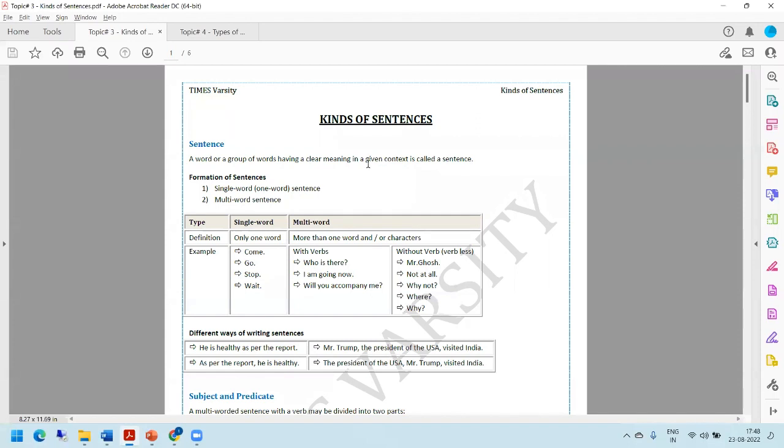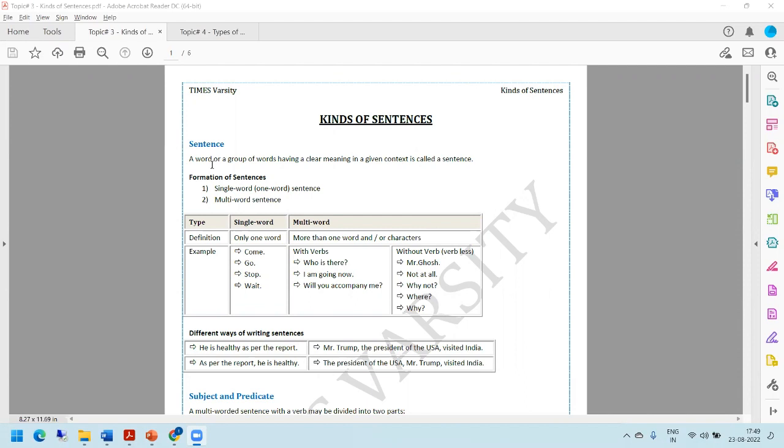First of all, look at the definition of a sentence. What is a sentence? A word or a group of words having a clear meaning in a given context is called a sentence.